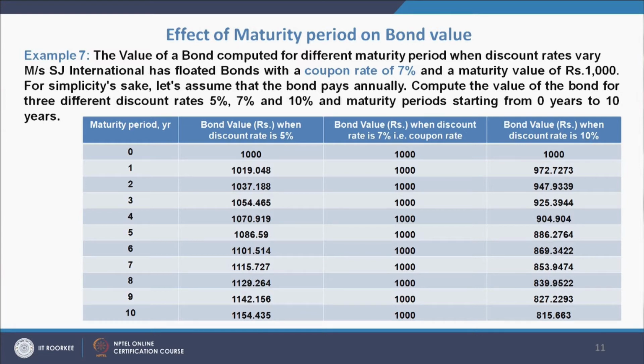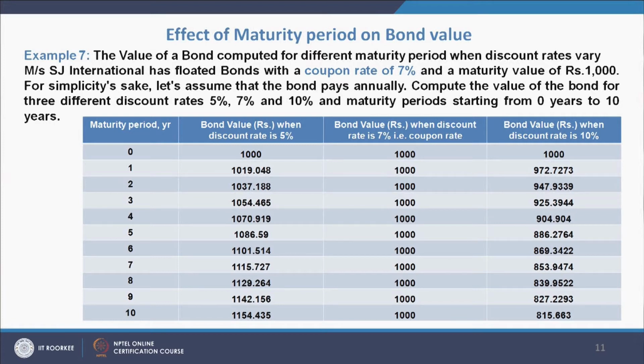and the bond value will be less than 1000 when the discount rate is more than the coupon rate. Now, here we see that when the discount rate is 7%, which is equal to the coupon rate, for all maturity periods the bond value remains the same, that is 1000. However, when the discount rate is 5%, the bond value increases with maturity period. For 1 year it was 1019.048 and for 10 years it is 1154.835. That means the value is increasing with maturity period.